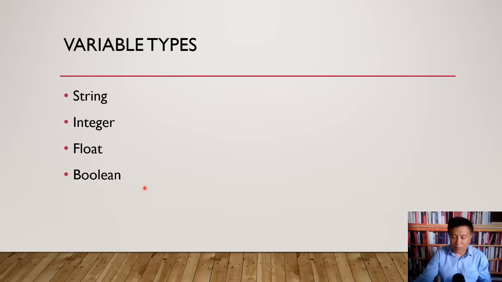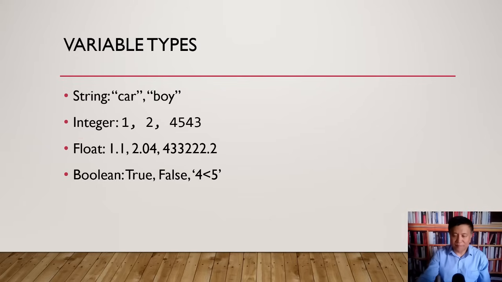There are at least 4 different types of variables, just like in Python, just like in any language. You have the string type, which is text. You have integer, which is a number. You have float type, and you have Boolean type.